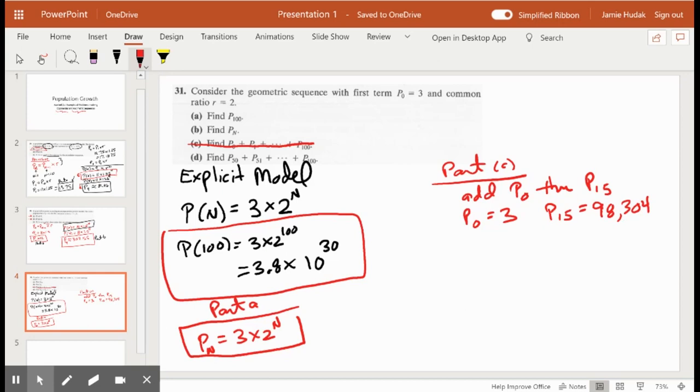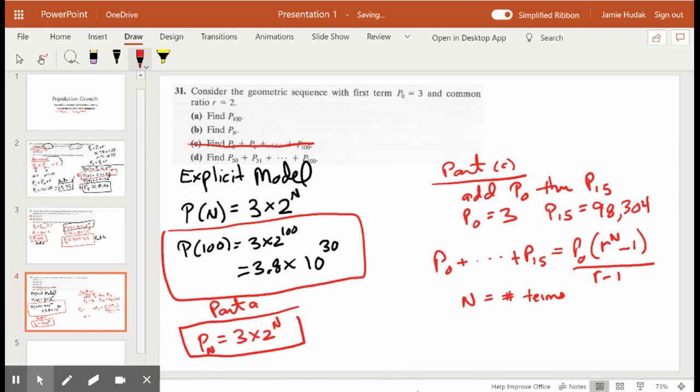Now to find the sum from P0 to P15, our textbook gave us a formula: P0 times R to the nth power minus 1 over R minus 1, where n is the number of terms, and n is 1 greater than the last subscript.